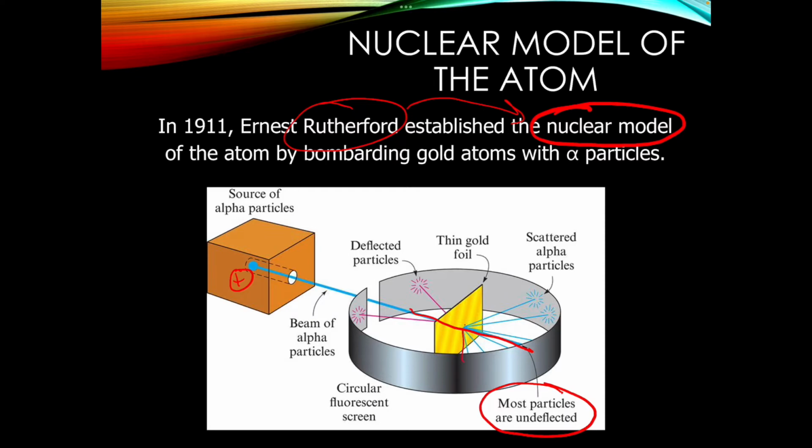Some of them bounced off at these kind of weird angles like this. And some of them actually bounced back, which is kind of crazy. So for the ones that bounced back, he was like, whoa, I shot these alpha particles at this piece of gold foil, and instead of going through like they should, some of them bounced back.